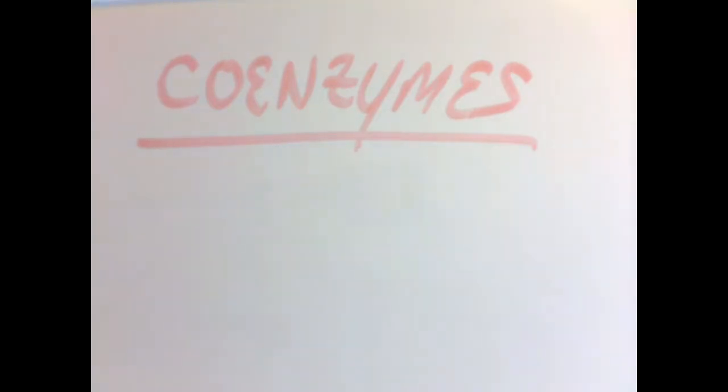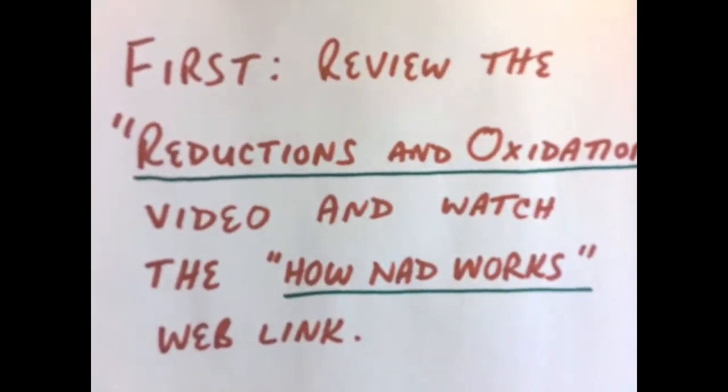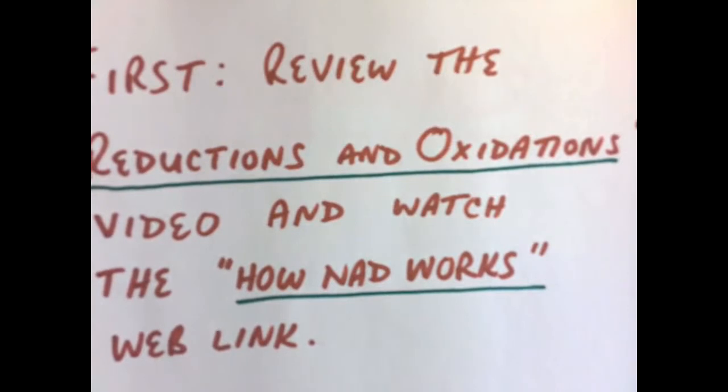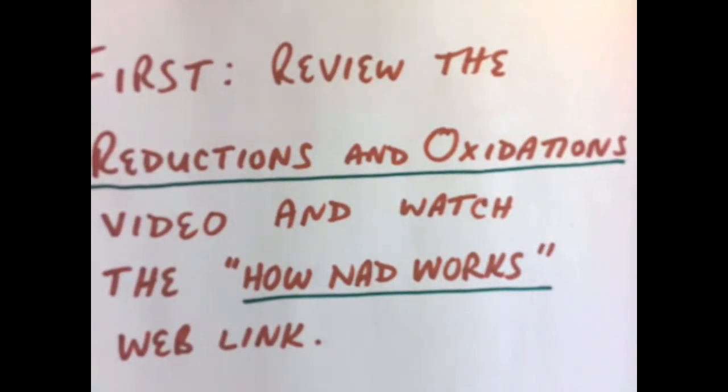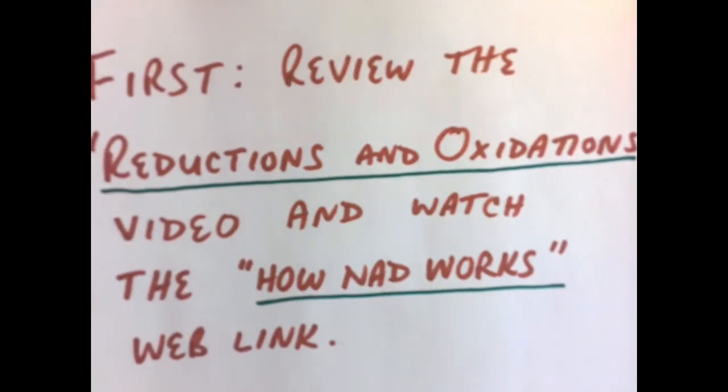But before we get into that, one other thing I want you to review. Please go back and look at the oxidations and reduction video. We've talked about redox reactions, or reductions and oxidations, and specifically what they are. Also review the web link entitled How NAD Works. NAD is the name of a coenzyme. It's one we're about to talk about, and if you see this video ahead of time, it'll give you a little bit of background before we dive into it in a bit more detail. So again, this is one of my videos and this is one of the web links. Please pause or stop this video, go back and make sure that you're well situated there, and then come back and continue on.